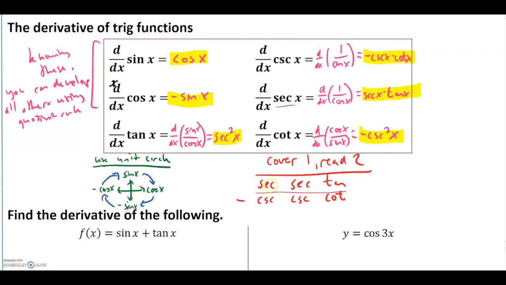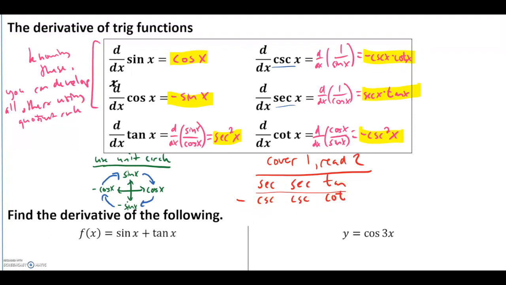What I'd do is cover up, or just cross out, one of these secants, and what's left is secant tangent. Secant of my inside function x times tangent of my inside function x. If I wanted to find the derivative of cosecant x, well, I'd cover up one of these cosecants. Let's say this middle one. The important thing on this row is to realize there's always this negative sign hanging out in the front. So the derivative of positive cosecant is negative cosecant x cotangent of x.